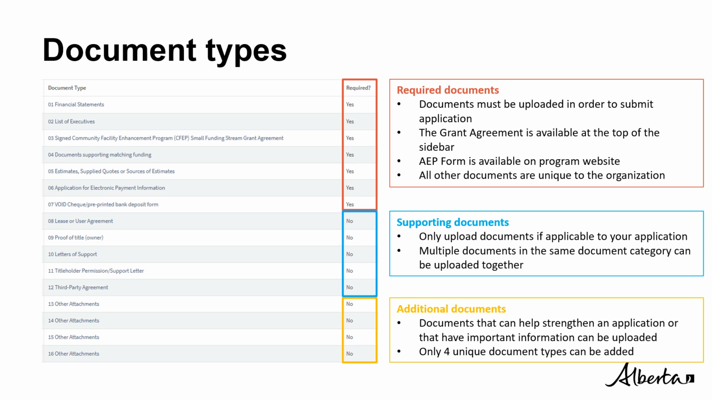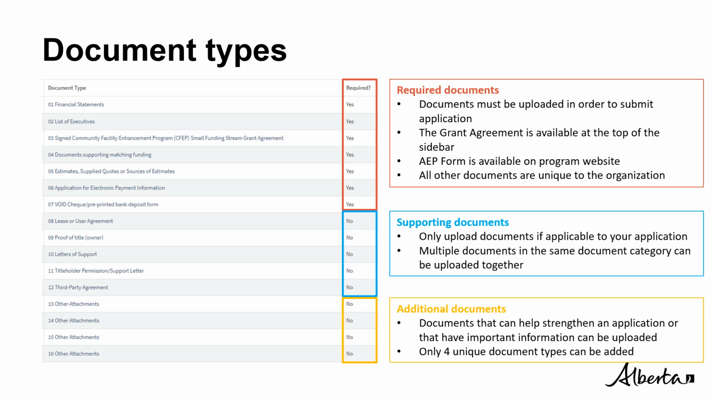Supporting documents can include a lease or user agreement, proof of title, various letters of support, title holder permission, and a third-party agreement. Please only include the documents that are applicable to your application. In addition, multiple documents within the same category type can be grouped together, including letters of support from various stakeholders.